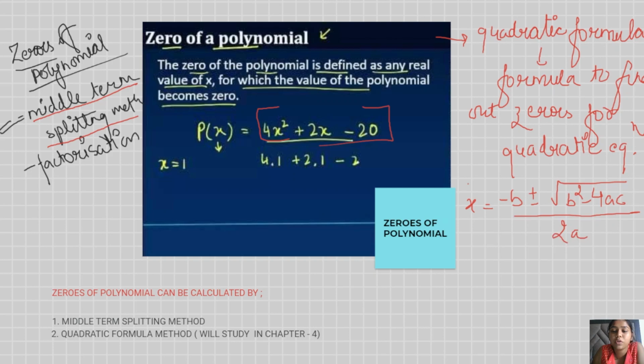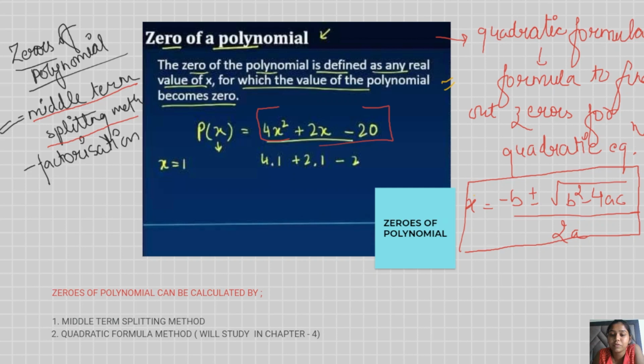This is a long formula. You don't have to study this formula in this chapter. I'll be telling you this formula in chapter number 4, quadratic equations. I'm just telling you so that you could be prepared that this formula is very easy. You just have to apply it and you will get the answers. In this chapter you have two methods of finding the zeros of polynomial.